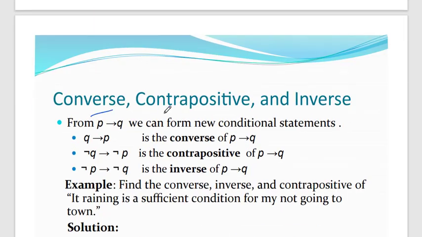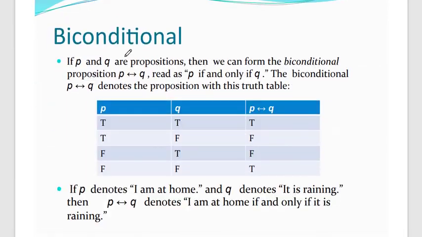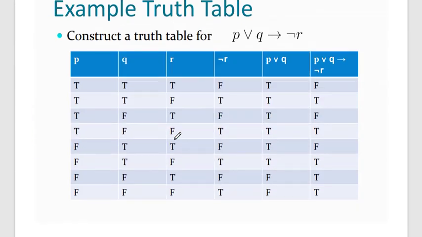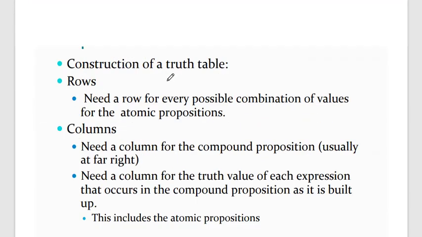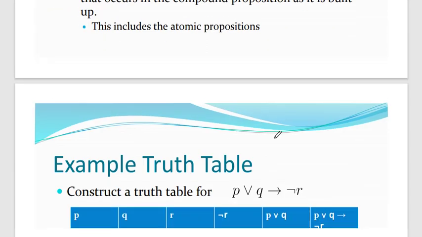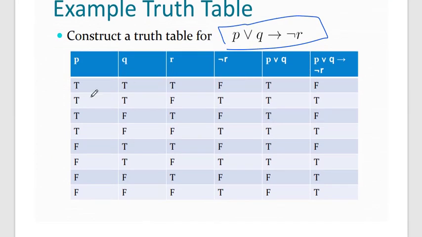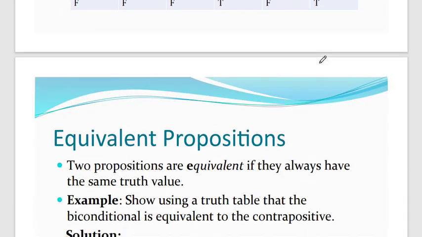Converse, contrapositive, inverse are the three parts of the conditional. Biconditional is P if and only if Q. So this is the revision. Next, compound propositions. We will also talk about compound propositions. We write the truth table of every proposition and then we will make the compound truth table.